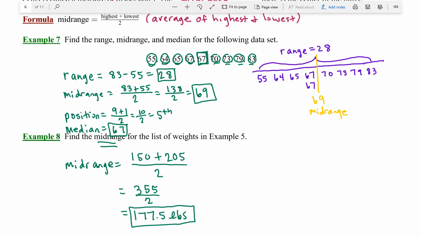So the four measures of central tendency are mean, or the average; median, that's the middlemost data point; mode, the most frequently occurring data point; and the mid-range, which is right in the center of the range. Those are our four measures of central tendency.